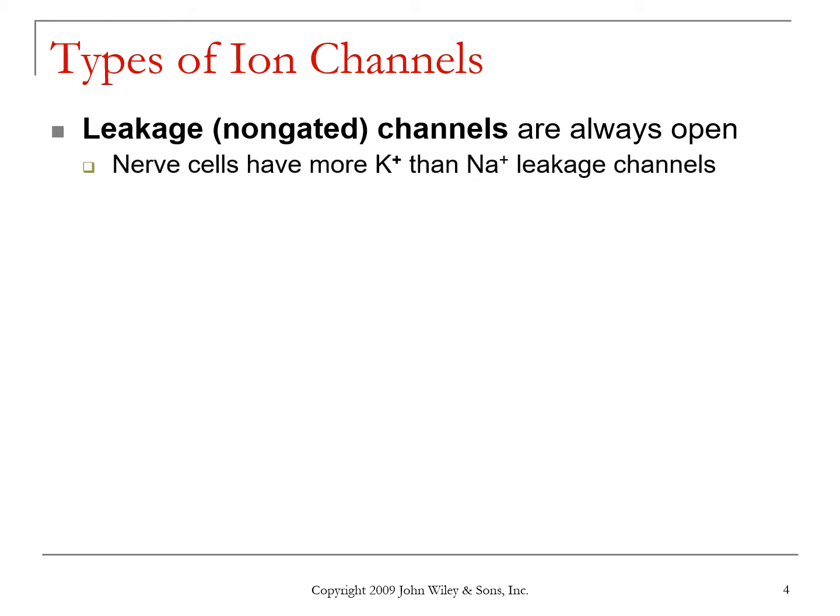Now, nerve cells have more leaky potassium channels than sodium leakage channels, which means these cells tend to have potassium diffuse out of the cells more than sodium diffuses in. Recall that resting cells always have a higher concentration of potassium inside the cell. That's why potassium diffuses out, while they have a higher concentration of sodium outside. That's why sodium always diffuses in.